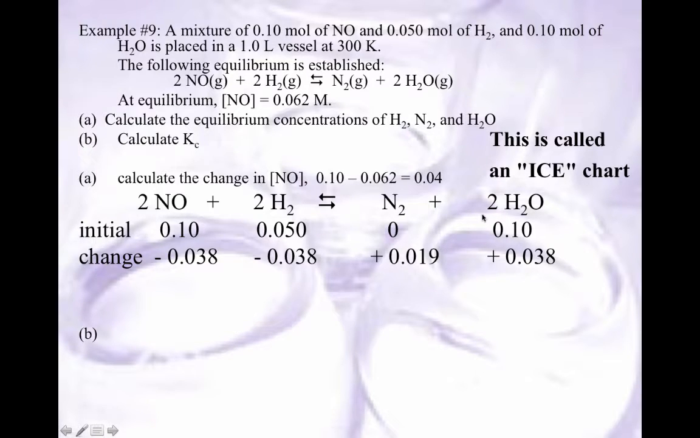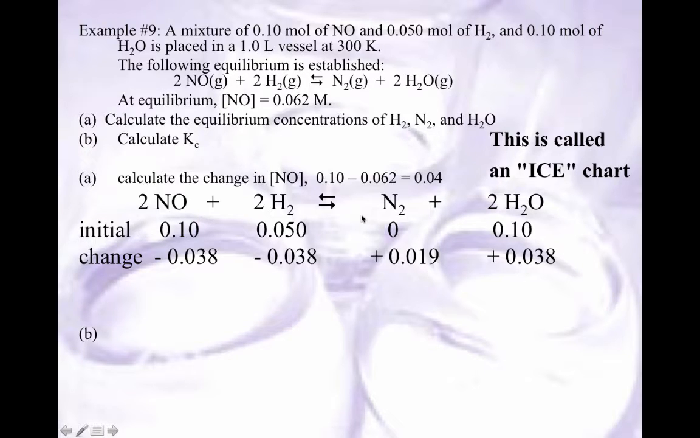And then we look at the products. Notice H2O is also 1-to-1 with NO and H2. But because it's a product, we actually make it. So if you just remember in your change row, your reactants are always subtracted out because you use them up. Your products are always added in because you're making it. So because H2O is also 1-to-1 with NO and H2, we make 0.038 molar of H2O.